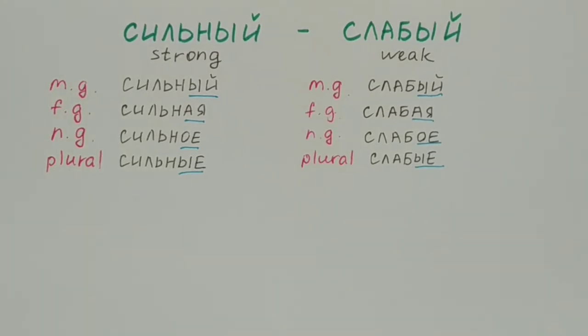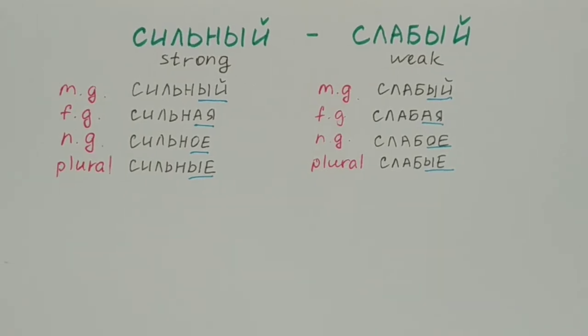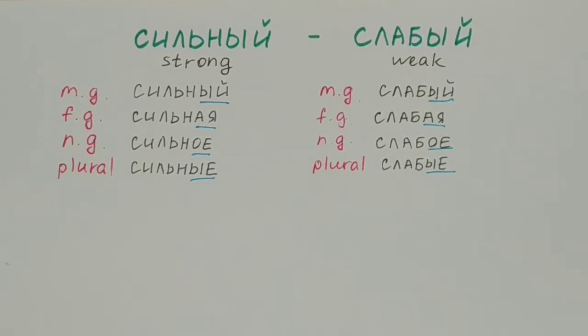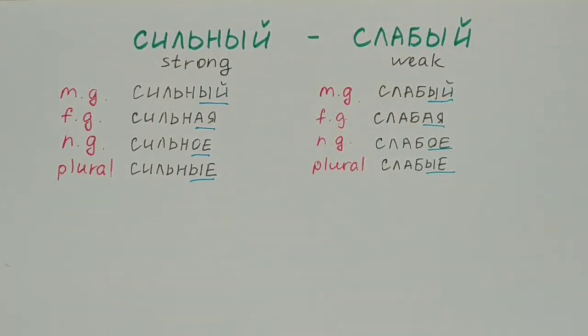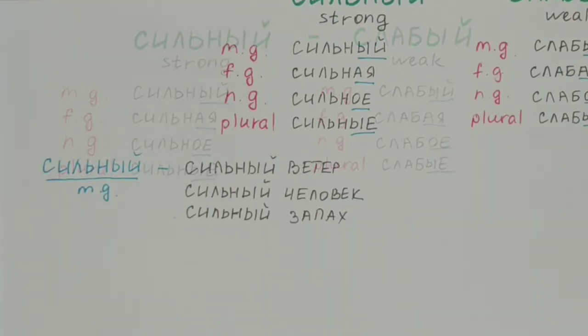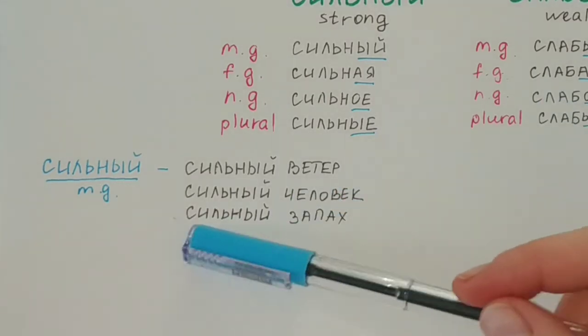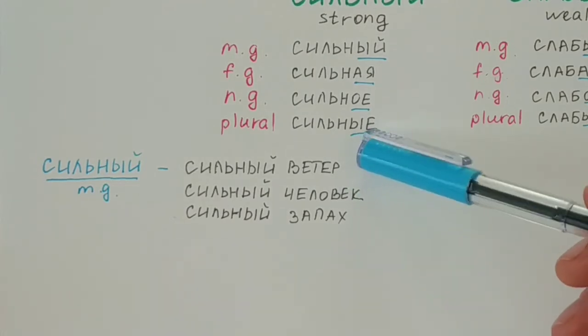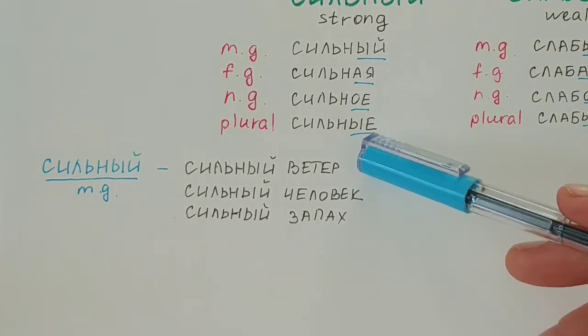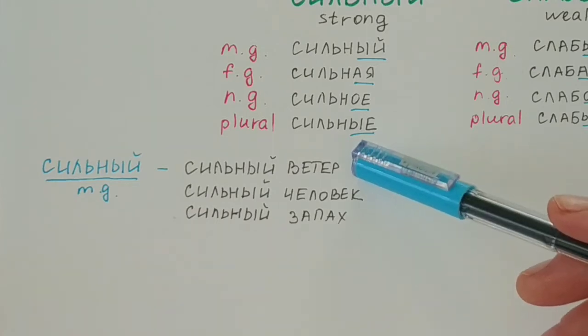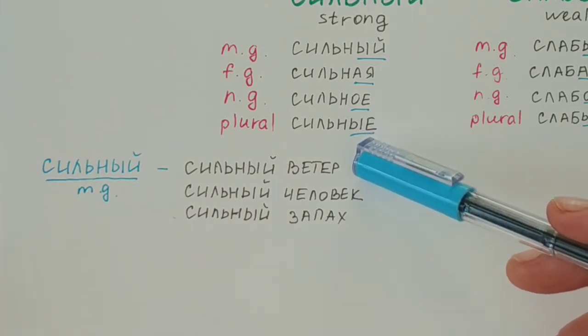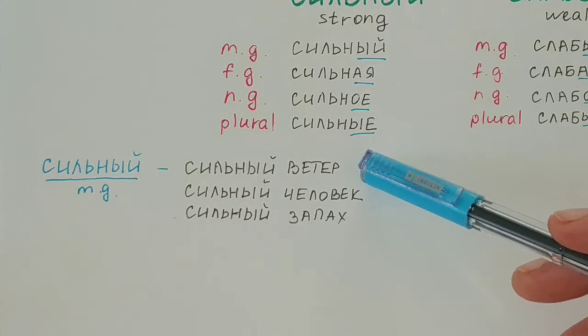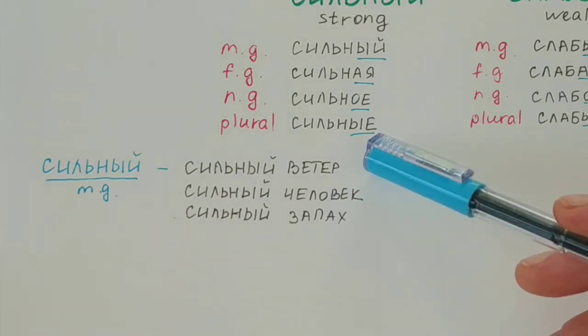So now let's go over some examples of how these adjectives can be used in simple phrases with nouns, and we'll go over each of these forms. We read them and translate. Here are some examples with the adjective сильный of the masculine gender in singular form. We can say, for example, сильный ветер. Ветер is the noun of the masculine gender and it means wind. So this phrase сильный ветер will be translated as strong wind.